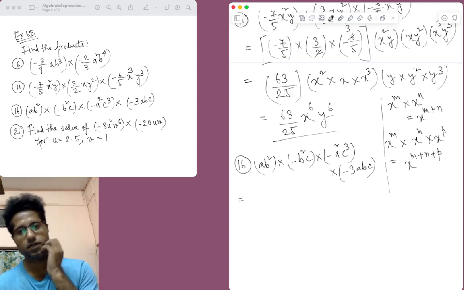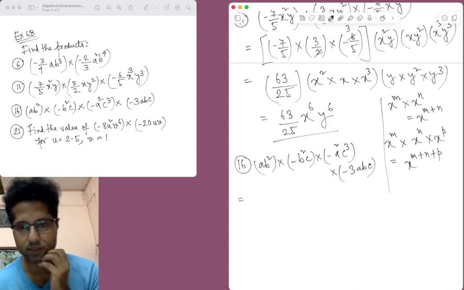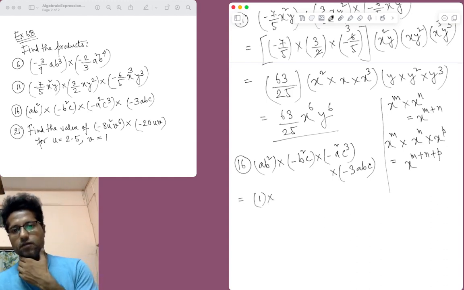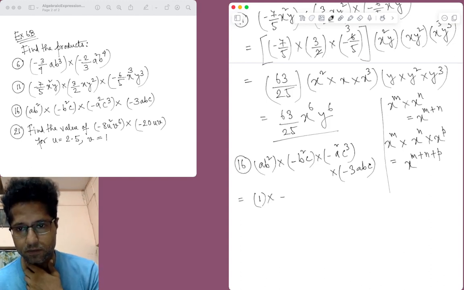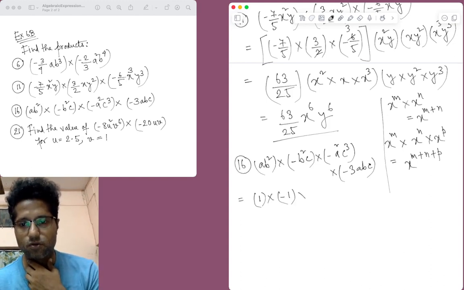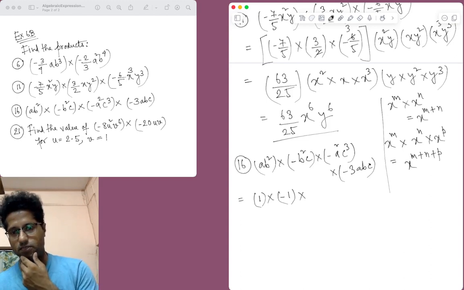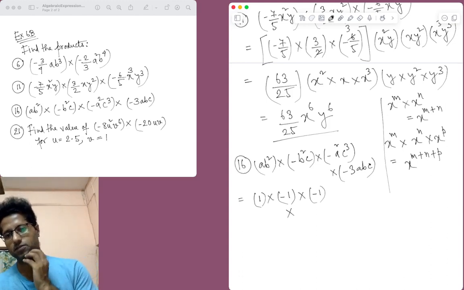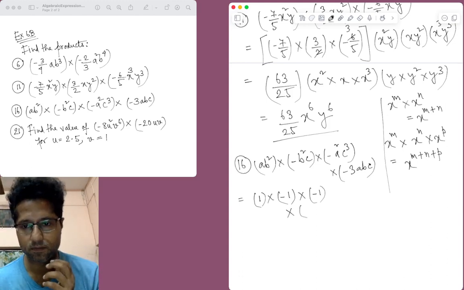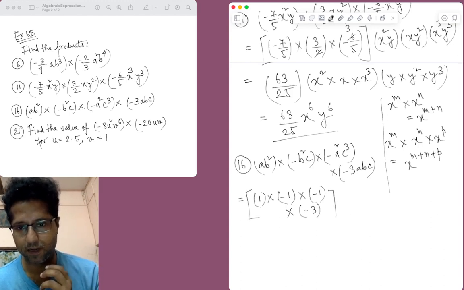So the coefficient of the first term is 1. The first term is ab square, so its coefficient is 1. Okay, 1 multiplied by the coefficient of the second term, which is minus b square c, is minus 1. Okay, so minus 1. The coefficient of the term minus a square c cube is minus 1. Minus 1 product, and the coefficient of the last term minus 3abc is minus 3. So minus 3. This becomes the coefficient of the final product.